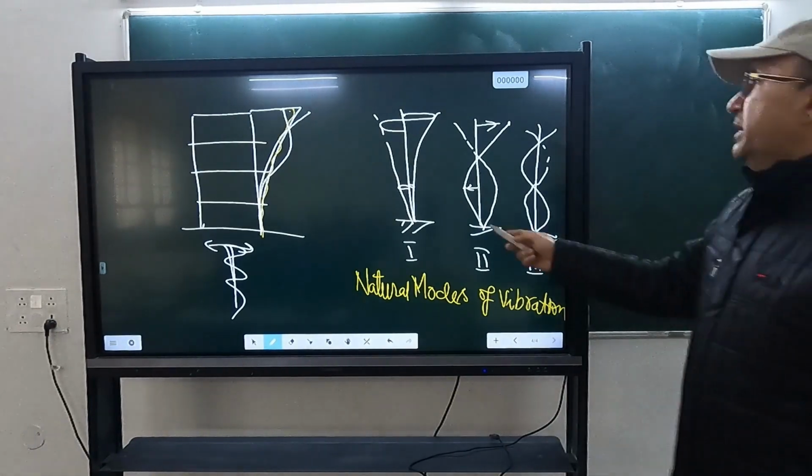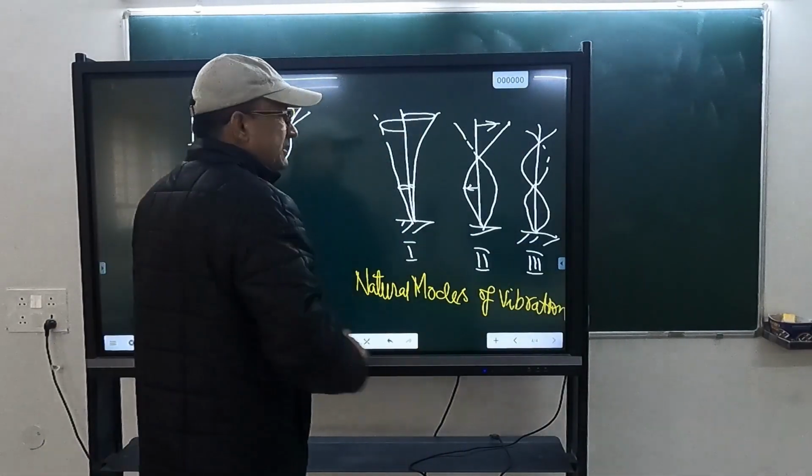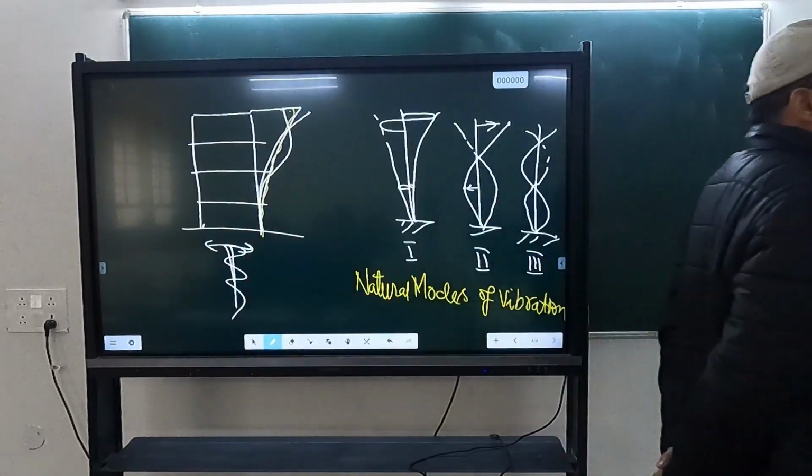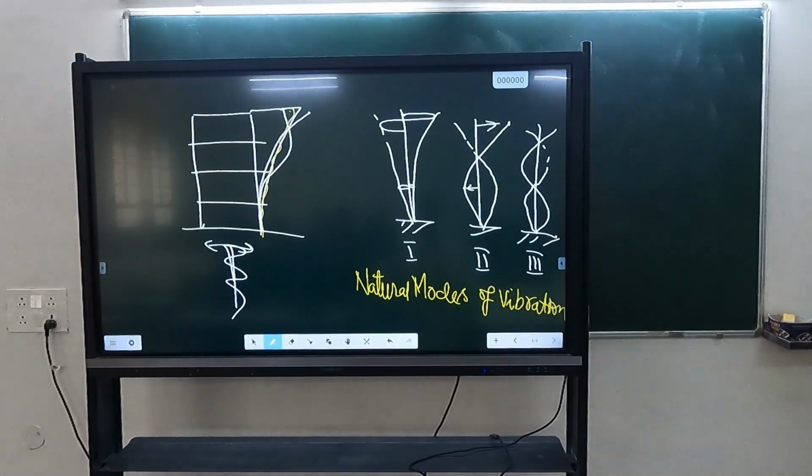Suppose there is a building, and I want to make it vibrate in the first mode. How can I make it vibrate in the first mode? Suppose there is a building, I deform it at the top and leave it. In which mode is it going to vibrate? First mode?